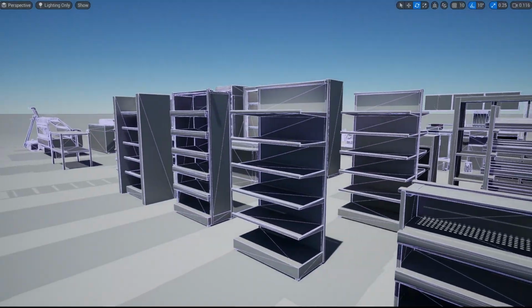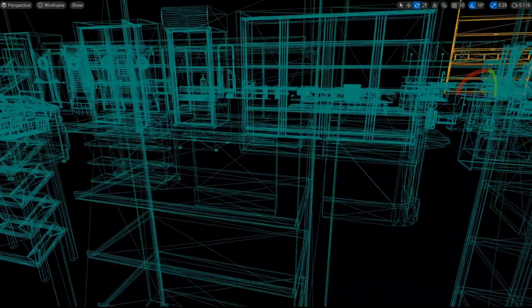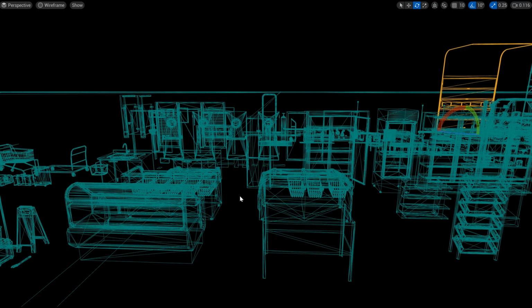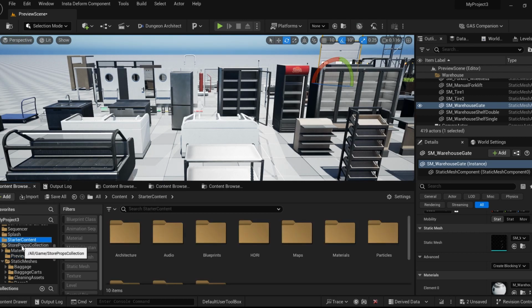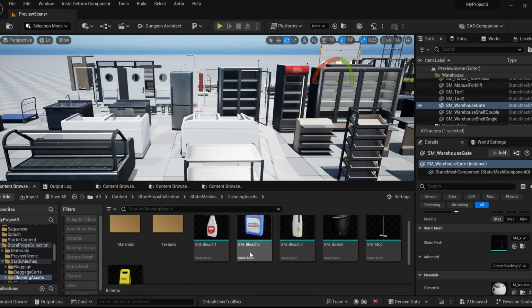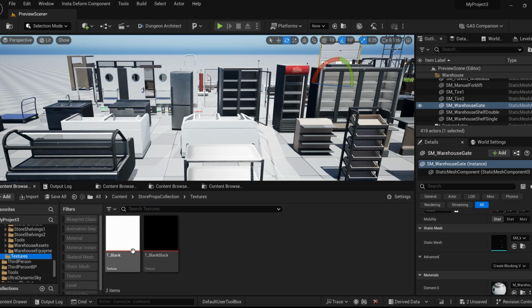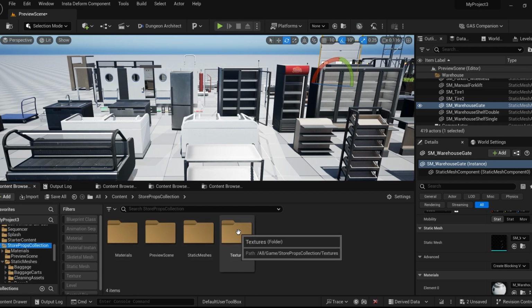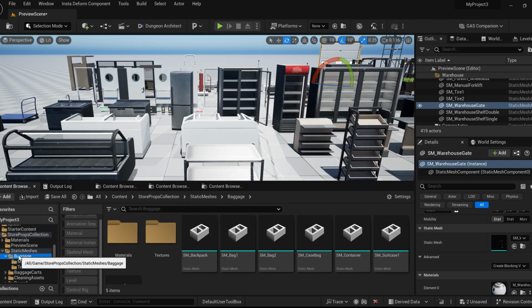As for the collisions, they are set to complex by default for some reason. As for the wireframe, we can see that they are sort of low polyish. For the folder structure, we got the materials, the preview scene, the meshes, and the textures. Although there's only 2, because the textures are located with the static meshes along with most of the materials. So it's a weird folder setup in my opinion.